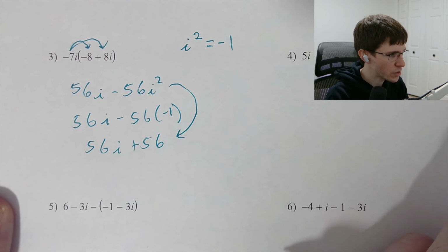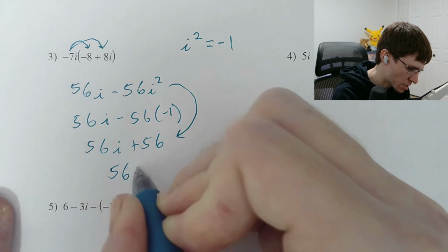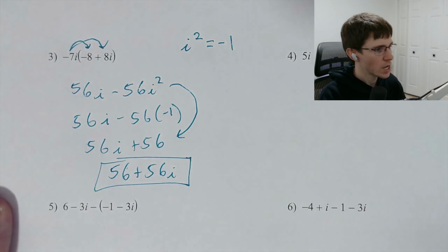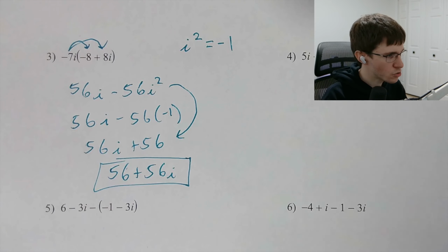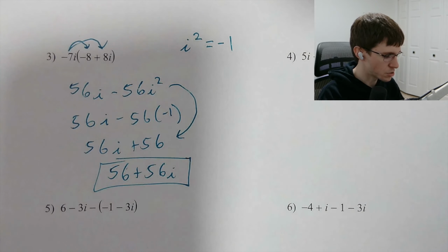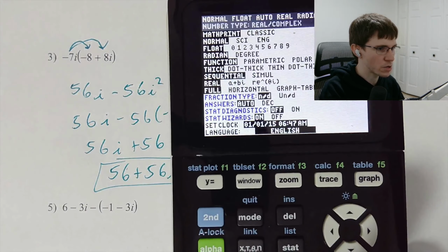Please note, you got to make sure you write this in that correct order where you are doing that A plus BI format. 56 plus 56I for our answer there. And now one more thing with this. On all these problems, I'm going to go ahead and show you one thing you can do for every single one of these questions if you are so inclined to do so. And that is this. Do the entire thing on your calculator.